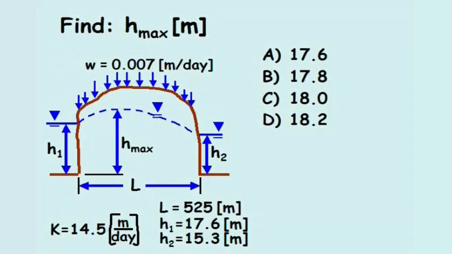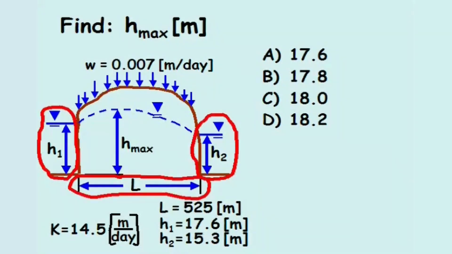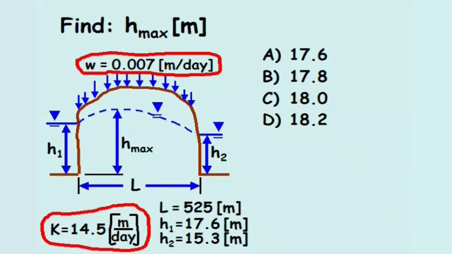Find the maximum water height in meters. In this problem, two bodies of water having different water surface elevations are separated by a known distance. The dividing landmass has a known hydraulic conductivity and experiences a constant recharge.